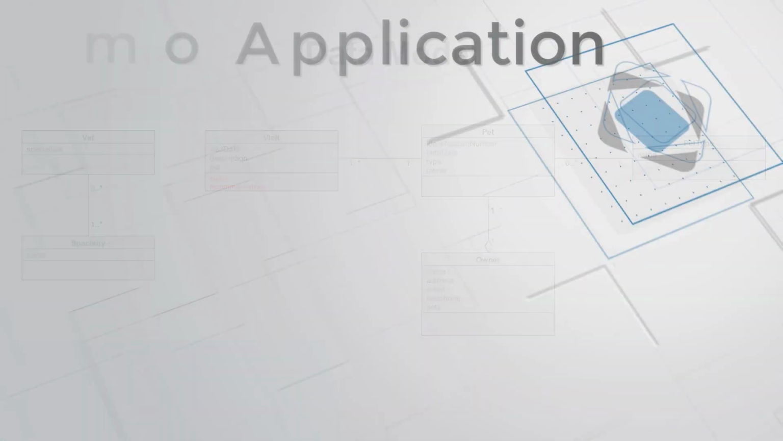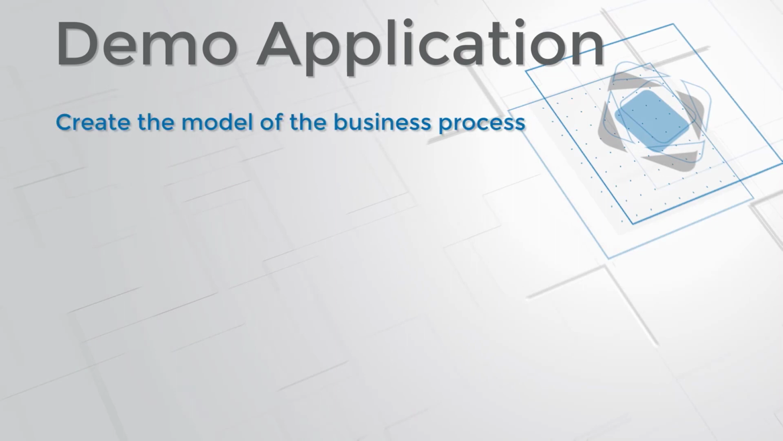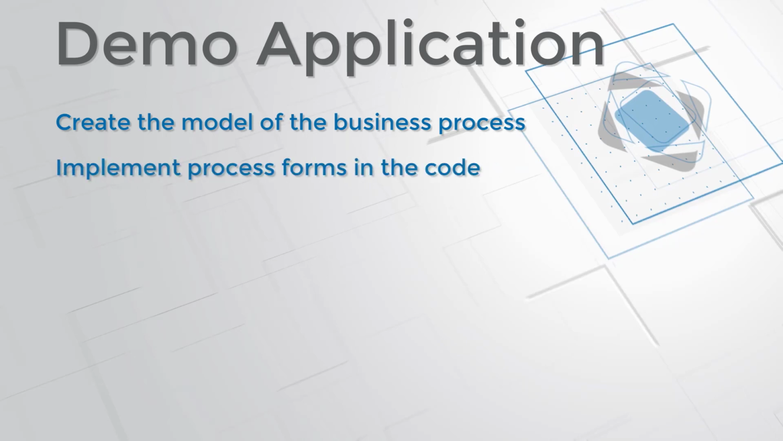So let's look at the things we're going to implement in our demo project. We'll create a business process that starts every time an administrator creates a new visit. Then the visit is confirmed or canceled by the administrator. A chief vet should choose a vet to accomplish the visit or cancel it if a pet owner did not come. After creating a business process, we should go to the CUBA Studio and implement process forms and service tasks.